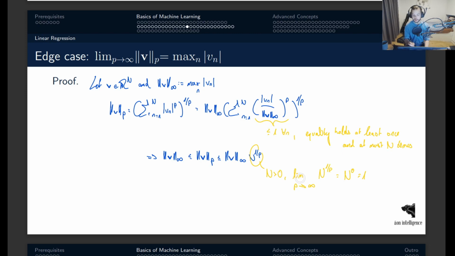It's always positive. And if we take the limit as p approaches infinity of the p-th root of n, we have that this is equal to 1. And this in turn means that if we take the limit of the p norm as p approaches infinity, this will approach this limiting object, the infinity norm of V, which is the maximum value of absolute entries in our vector V. Concluding our proof.